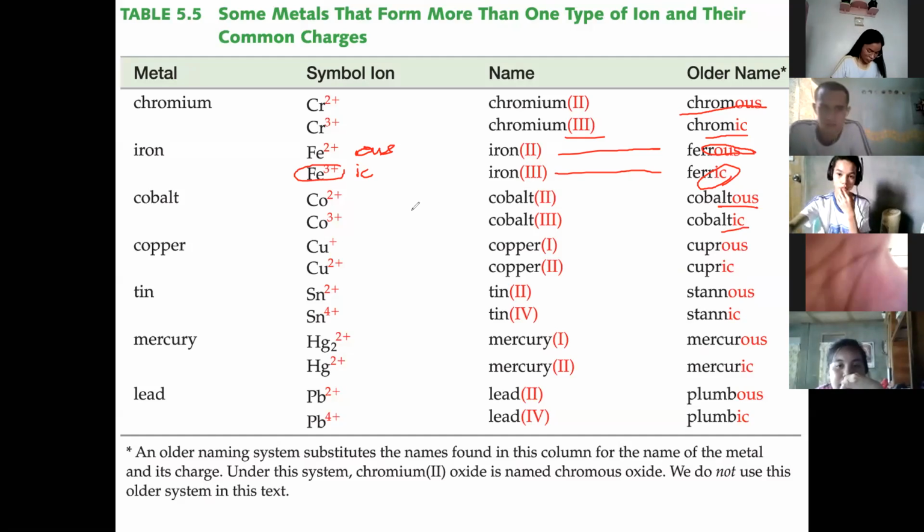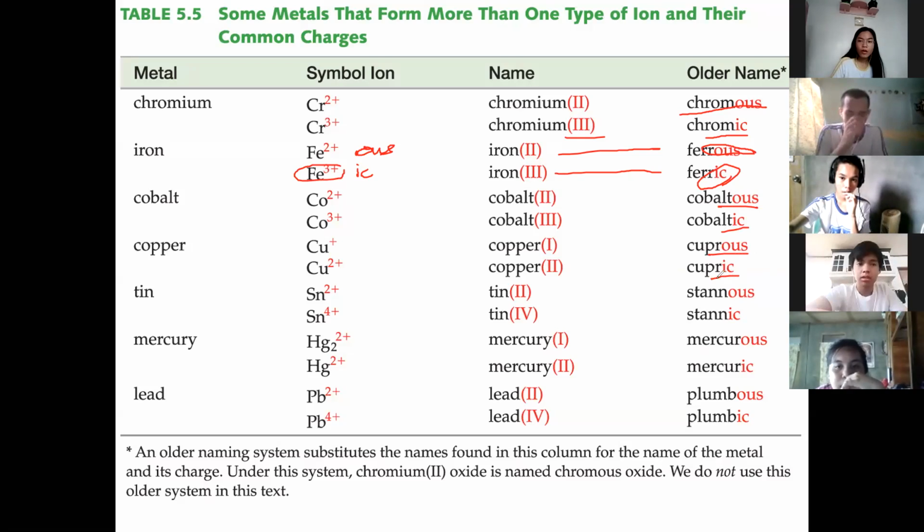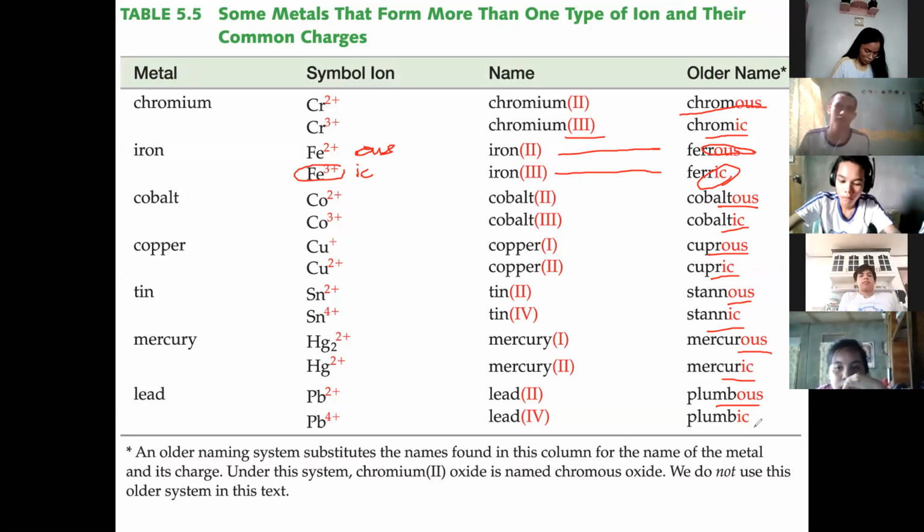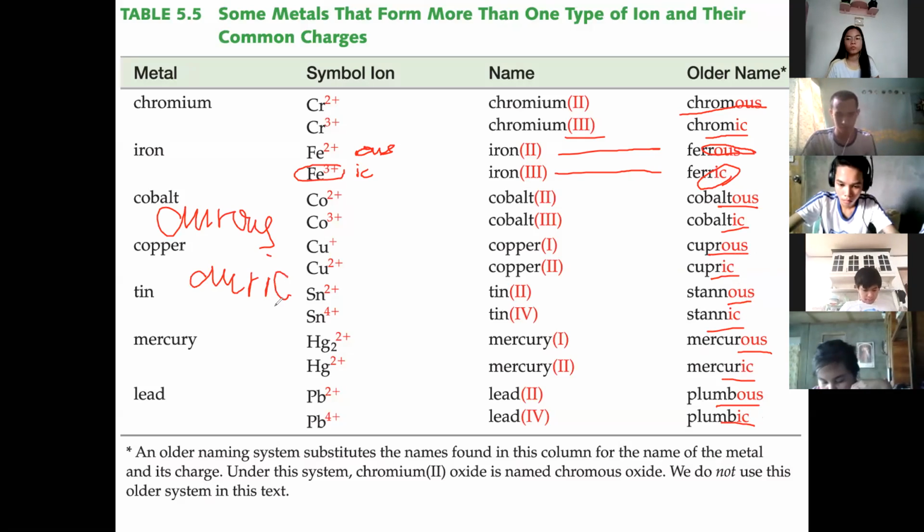Cobaltous and cobaltic for +2 and +3 respectively. Cuprous and cupric taken from the Latin name of copper, which is cuprum. Stannous and stannic, mercurous and mercuric, plumbous and plumbic. For gold, you have aurous and auric. And we have nickel. Nickel is also having 2 and 3. So nickel is nickelous, nickelic. Arsenic also has 2 and 3. Arsenic is arsenious, arsenic.